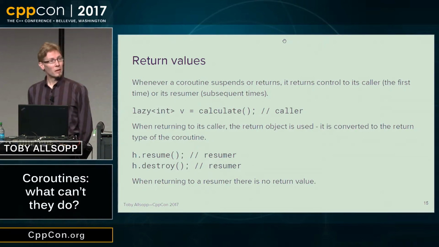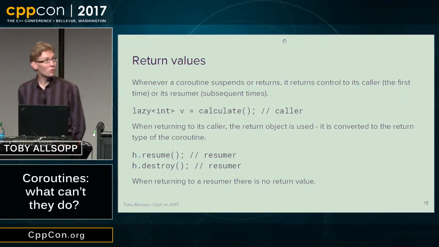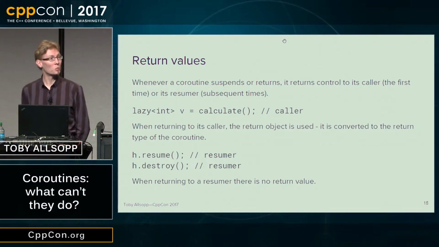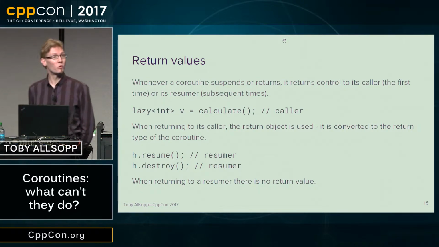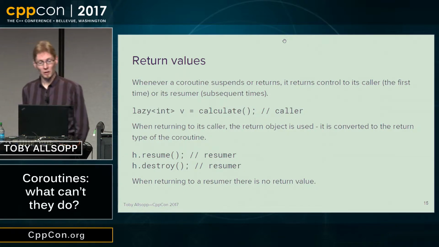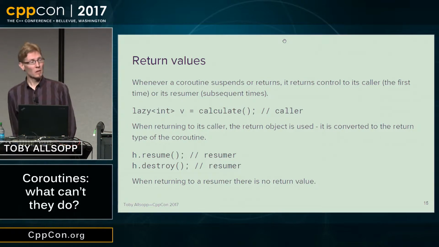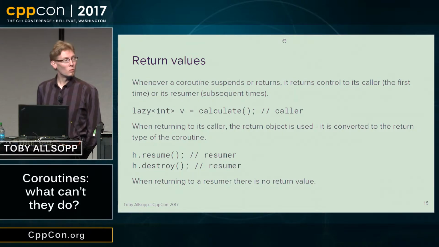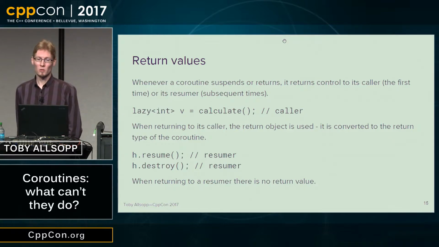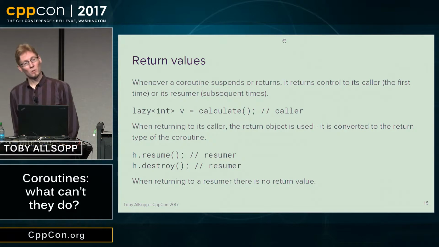Okay, so quick word about return values. Coroutines transfer control back in more than one way. There's the first time they transfer control back to their caller, and that's when they return the actual return value of the coroutine. The other way they transfer control back is when they suspend. When the coroutine suspends, it will transfer control back either to the caller or the resumer.